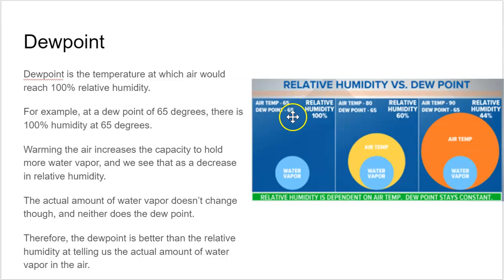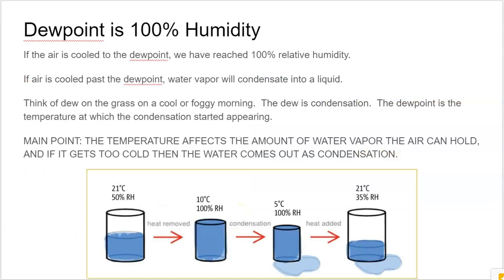Once the temperature hits that dew point, if it tries to go under that dew point, the water can't evaporate anymore. It actually does the opposite. It condenses out into a liquid. If we go above the dew point, then we are able to hold more. It actually increases the evaporation. So the dew point has to do with the actual amount of water vapor that's in the air. The dew point is 100% humidity.